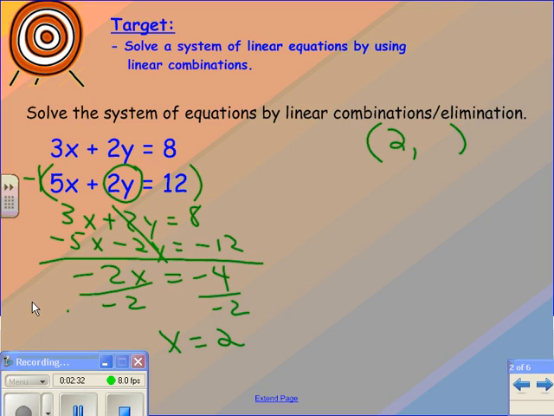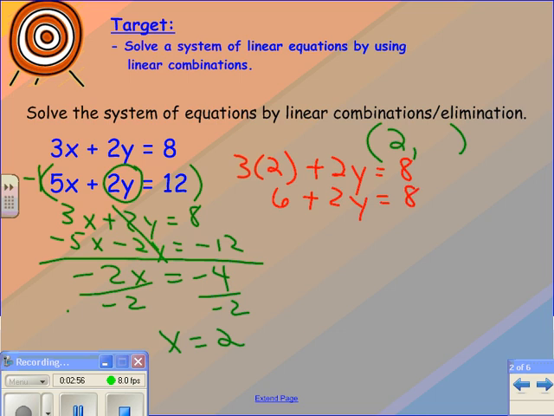Now that I know what my x value is, I can easily find out what my y value is. So I can choose either one of the equations. It doesn't matter. I think I'll choose the top equation this time and substitute 2 in for x. So 3 times 2 plus 2y equals 8. So now I can multiply 3 times 2 to get 6, bring down the rest of that equation.